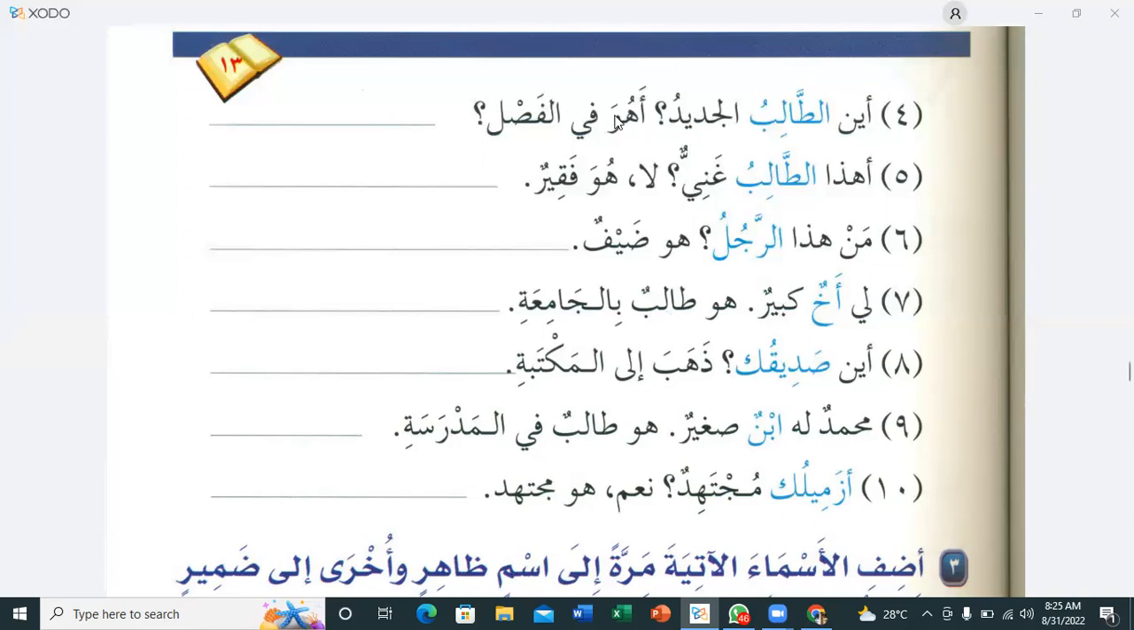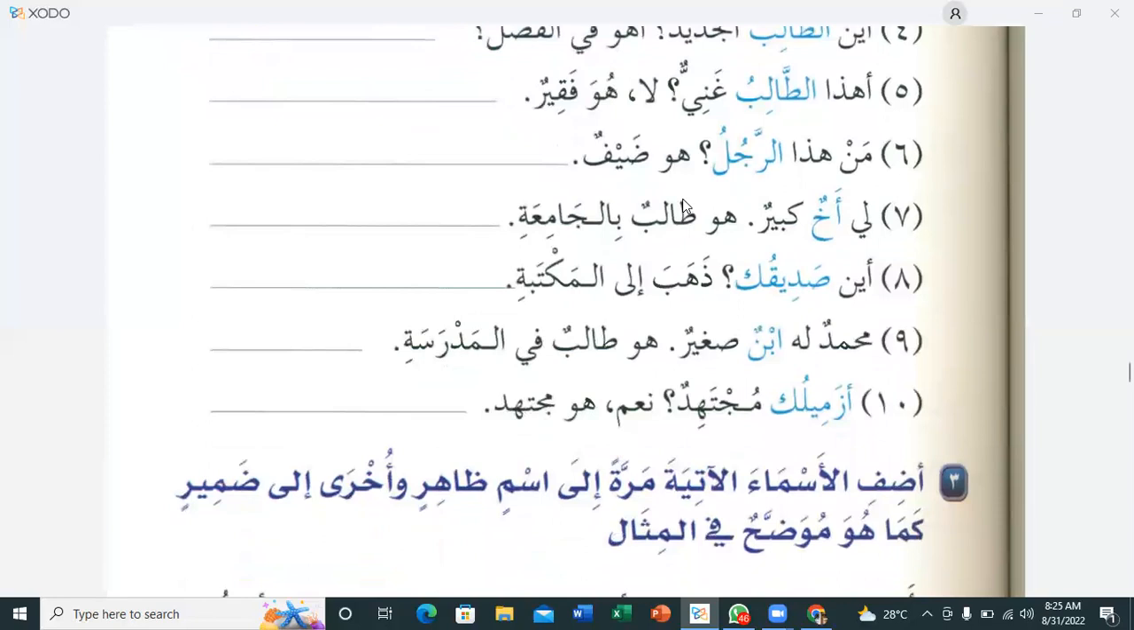Now Poonam, can you hear me? Yeah, I can hear you. Okay. أين صديقك ذهب إلى المكتبة؟ Where is your friend? He went to the library. Change it to plural form. Aina Sadika, the plural form is Azdika'u. Okay, aina Azdika'uka.